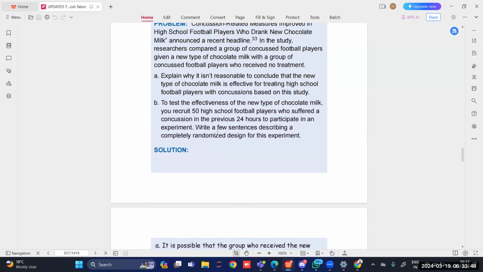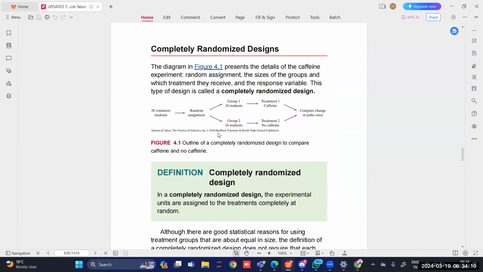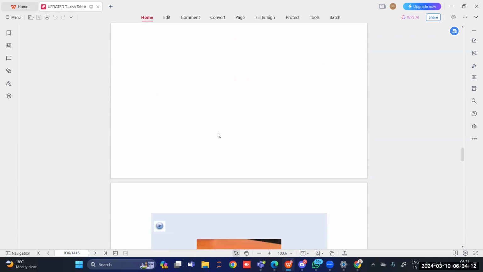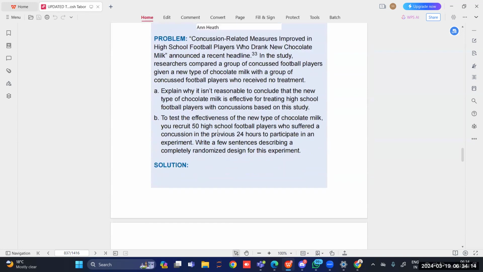So to test the effectiveness of the new type of chocolate milk, you recruit 50 high school football players who suffered a concussion in the previous 24 hours to participate in an experiment. Write a few sentences describing a completely randomized design of this experiment. So you just have to write a few sentences. What we'll do is take 50 high school football players and distribute them into two groups by randomized assignment. Yes or no? We'll distribute these 50 students into two groups, 25 in one and 25 in the other.